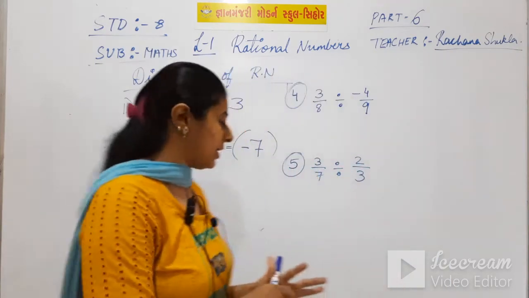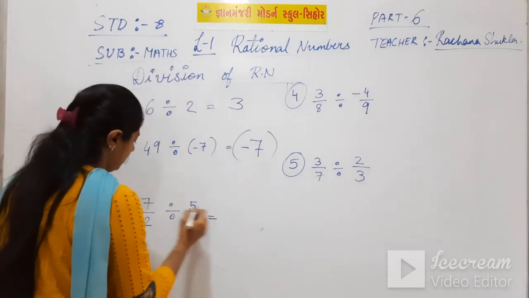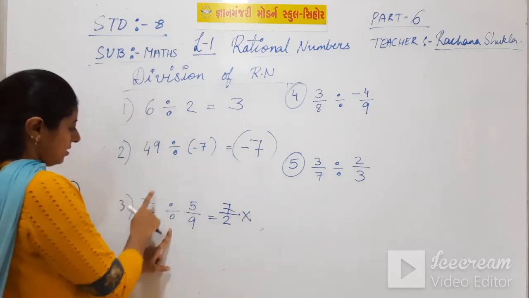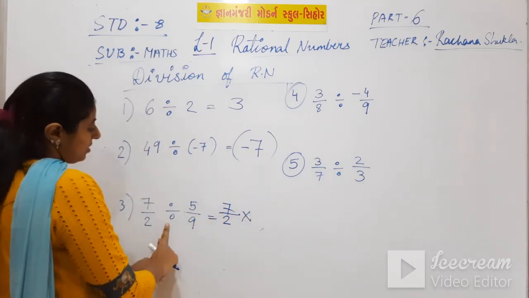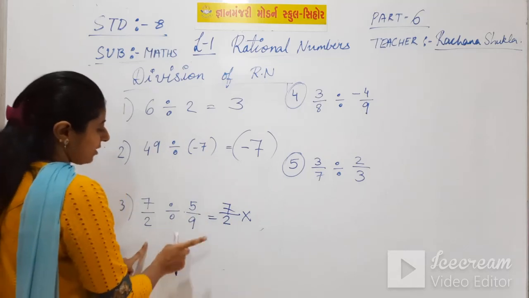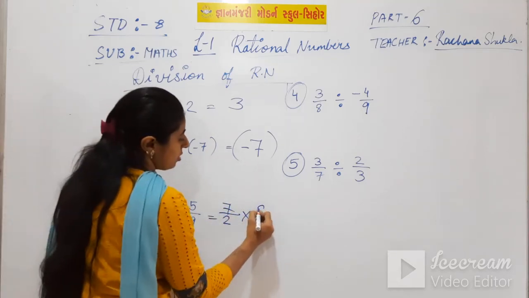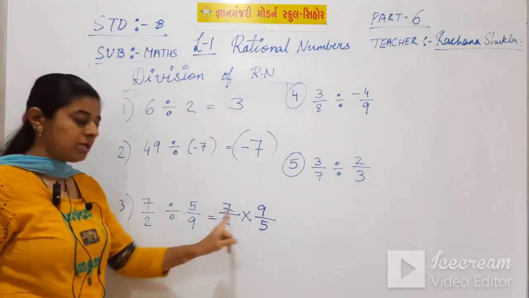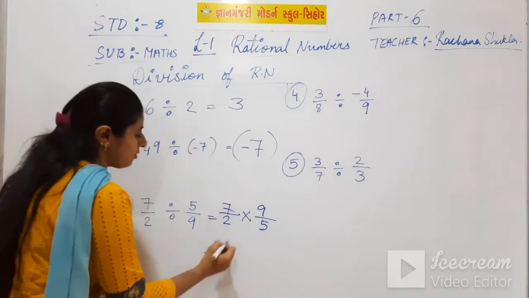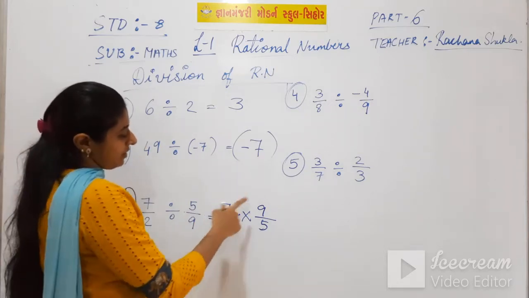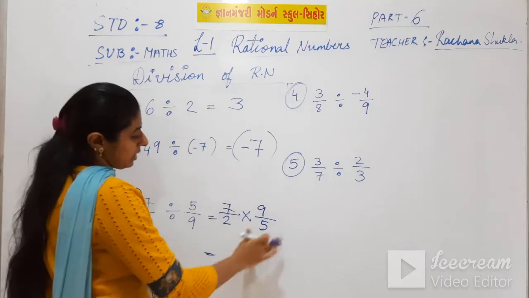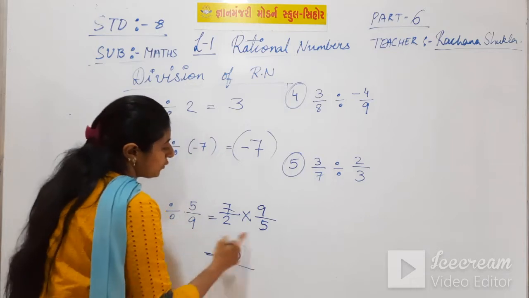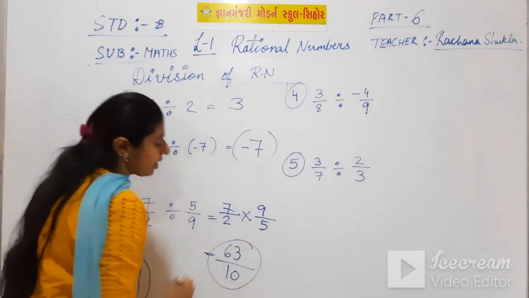That will be reciprocated. For example, 7 upon 2 multiply, see 7 upon 2 remains the same, divide will become multiply, and after that the number will be reversed or reciprocal. 5 upon 9 will become 9 upon 5. Now you can multiply. First you will see if it can cut or not. Nothing can be cut here. So 7 9s are 63, 2 5s are 10. This is your answer, students.